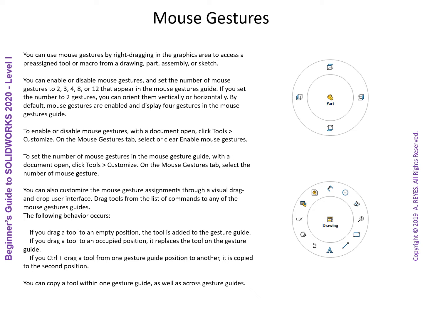Drag tools from a list of commands to any of the following guides. If you drag a tool to an empty position, the tool is added to the gesture guide. If you drag a tool to an occupied position, it replaces that tool. And if you control drag a tool from one gesture guide position to another, it is copied to the second position. You can copy a tool within one gesture guide as well as across gesture guides. So watch a video demonstrating some of these so you can see them in action.